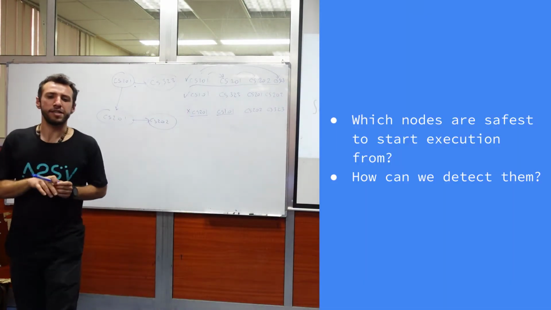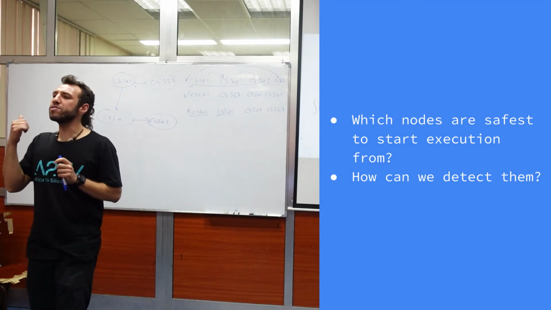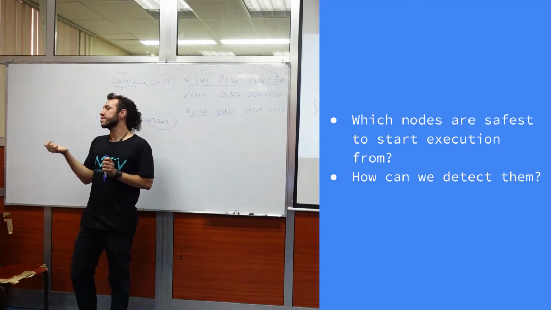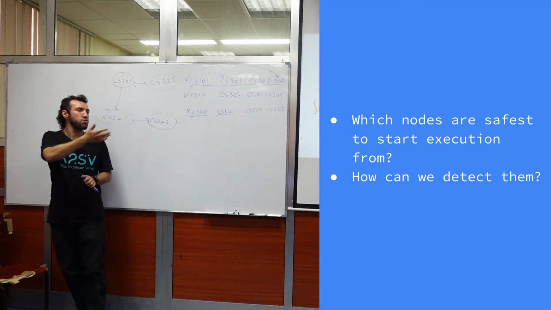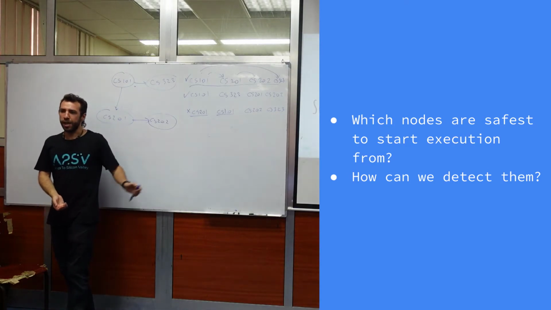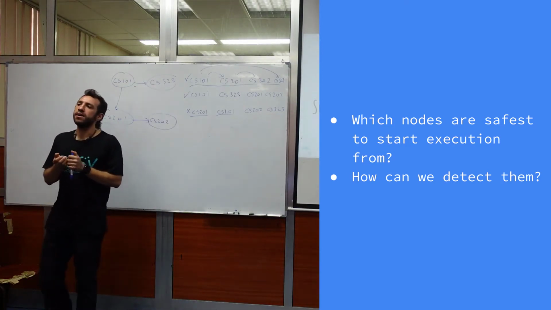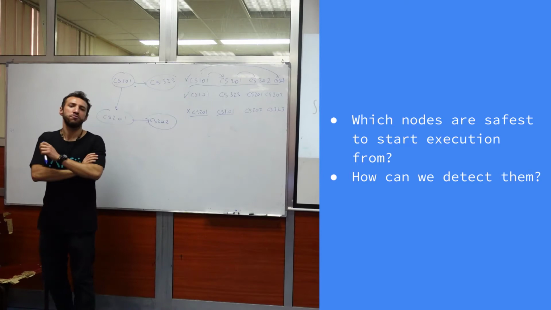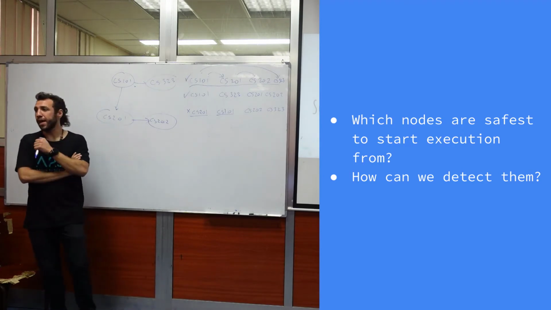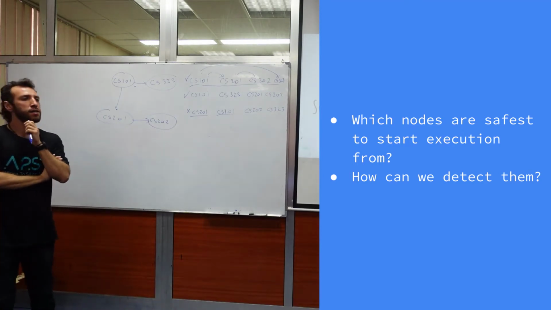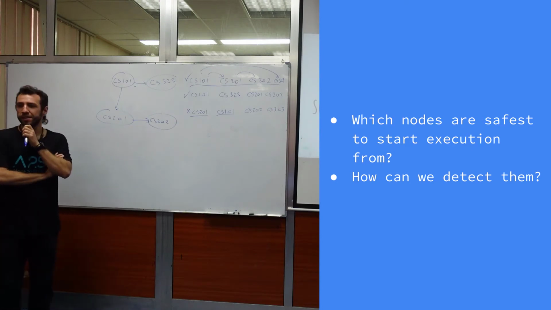So we have a question here. Which nodes are safest to start execution from? So when it comes to course application, which courses are safest to take first when you look at the graph? Can you tell me something about their properties?